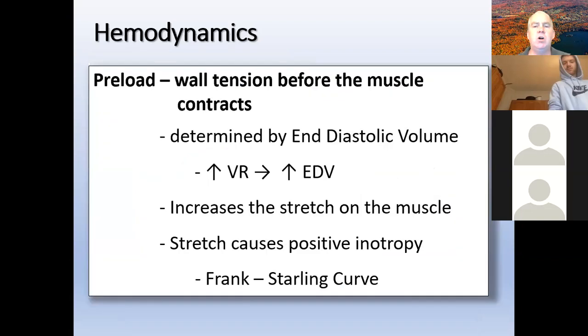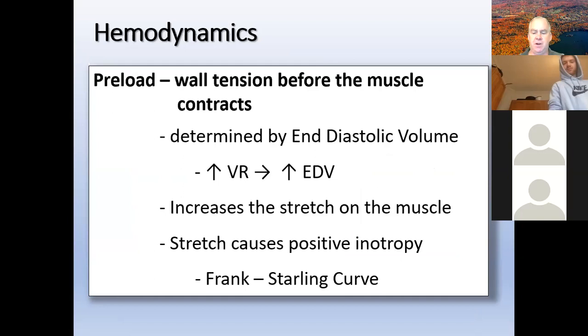Okay, preload, wall tension before the muscle contracts. And this is determined by end diastolic volume. If you increase the venous return, you increase the end diastolic volume. This increases the stretch on the muscle and causes a positive inotropy. So this is positive inotropy that has nothing to do with the sympathetic nervous system. It's just a function of the muscle itself. When you stretch it, the muscle contracts harder.